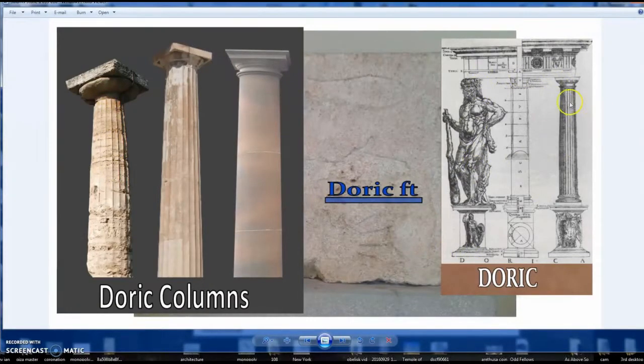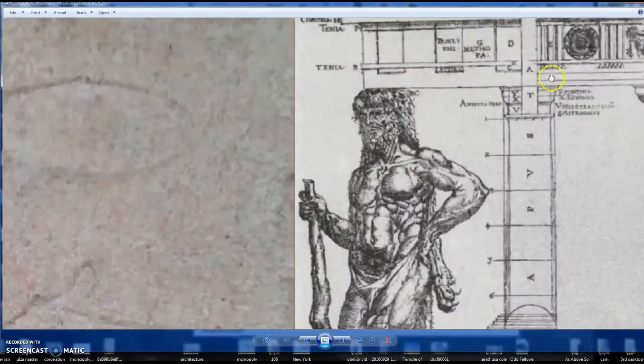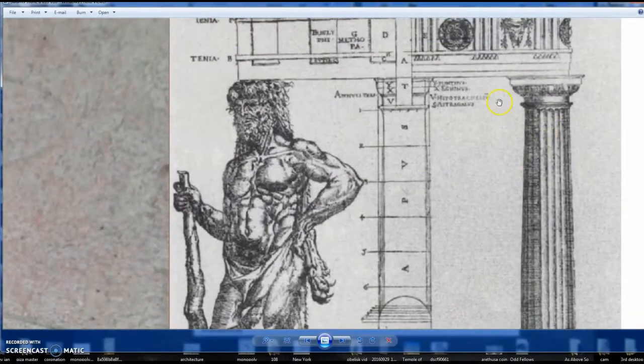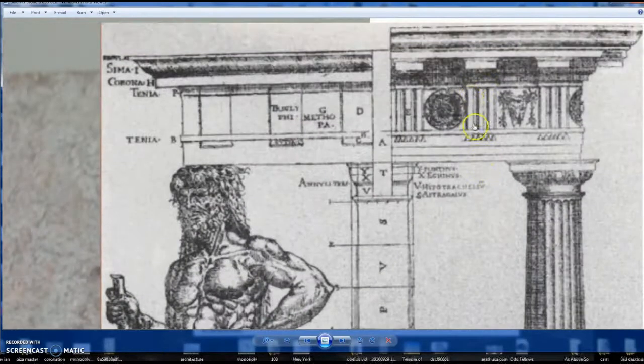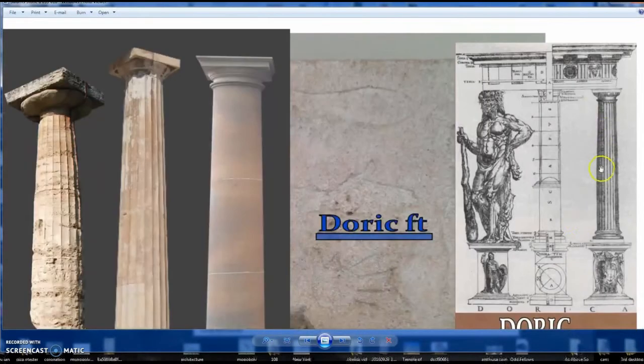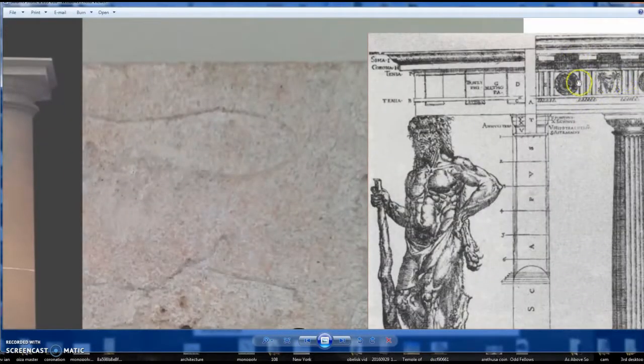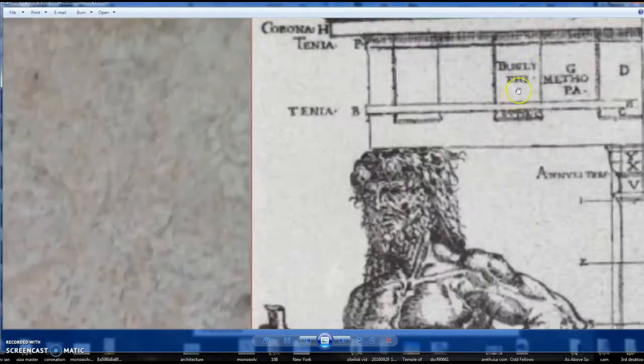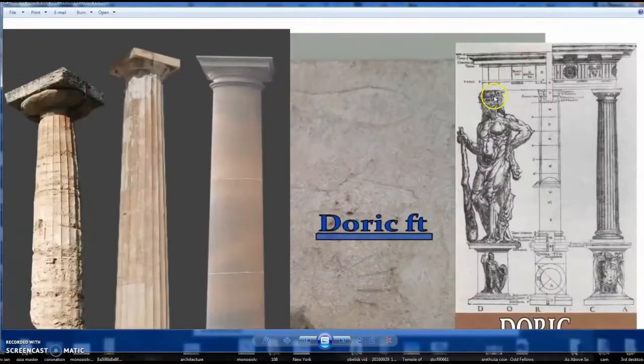I'm going to first begin with columns, but columns is not the only defining thing in regards to the Doric order. For instance, in this illustration we have a Doric column, and we also have these three bars with little bell type things hanging underneath. That's called a triglyph. The Doric column with the triglyph on the architrave is like a standard feature.